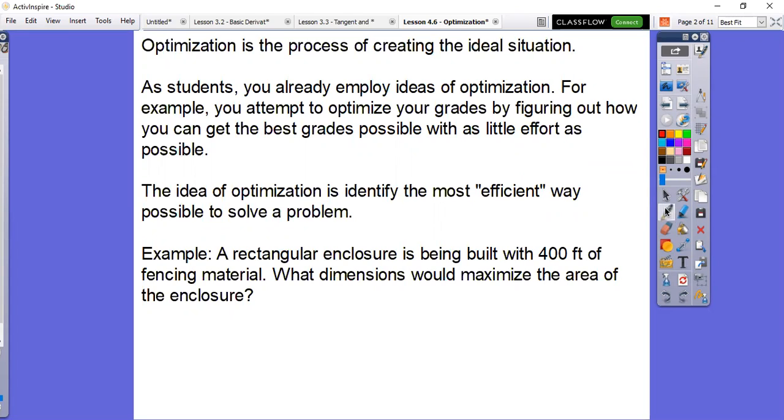You guys as students are familiar with the idea of optimization because, for example, you like to optimize your grades by trying to get the best grades possible with as little effort as possible. So this concept plays into the idea of optimization.